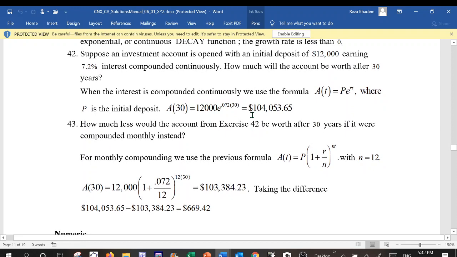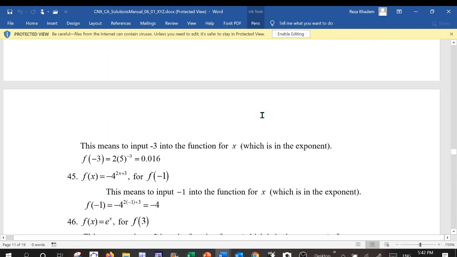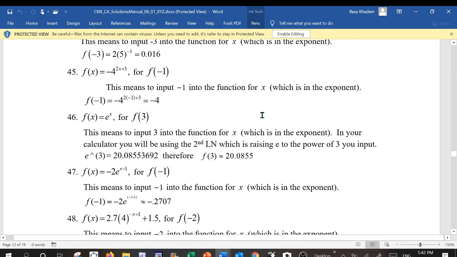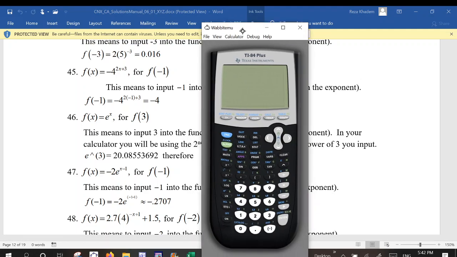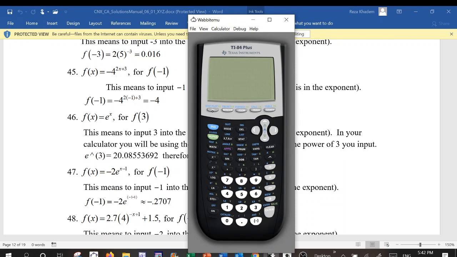We can do, let's say, number 45 here. Here's an exponential function. We are supposed to find f of negative 1. Now, there are two ways to do that, and that's the last thing I want to do in this video, and then I'm going to do another video. So this one requires a bunch of explanations, so it took a little bit longer, but that's okay. So this is the function. So there are two ways to do that.